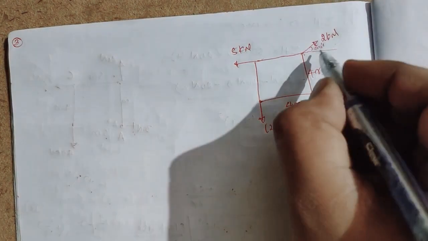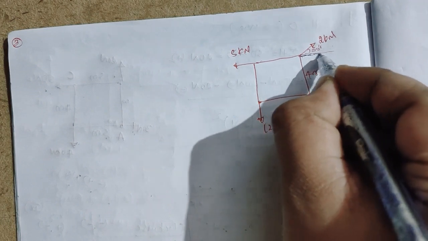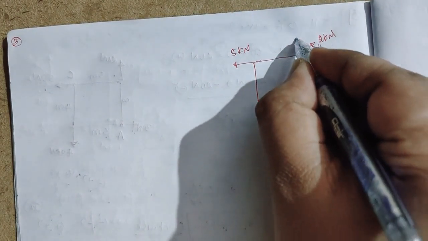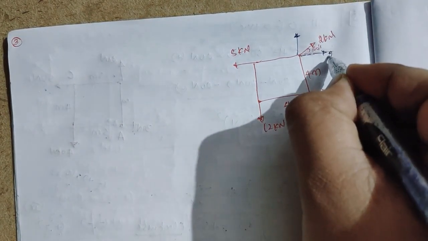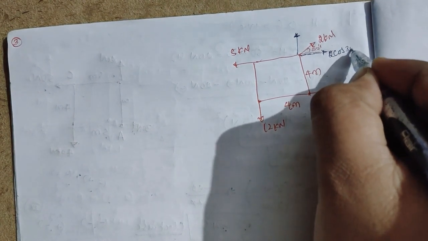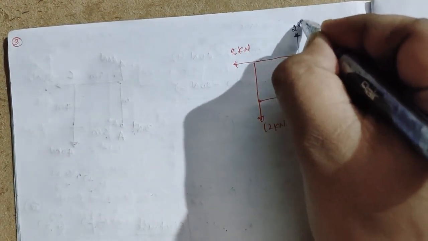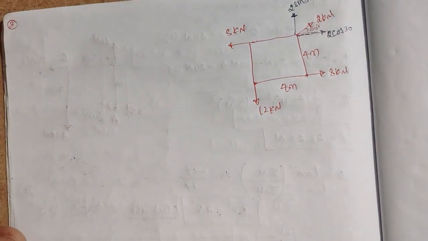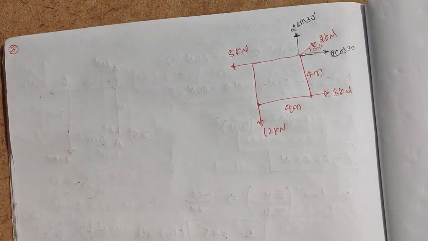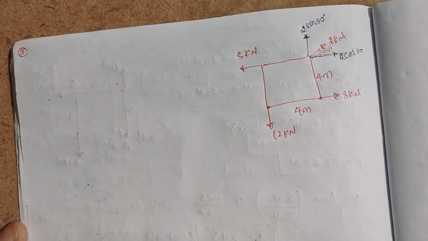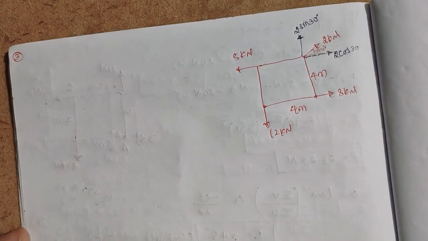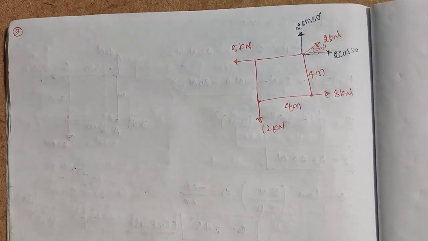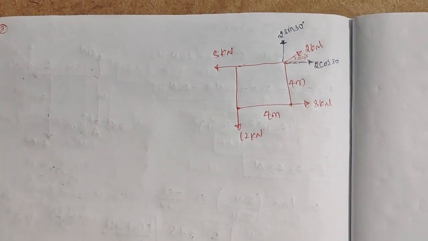So okay, how do we resolve? First I'll resolve this into horizontal and vertical. So this will be 2 cos 30 degree, this will be 2 sin 30 degree. Okay, 2 cos 30 degree and 2 sin 30 degree. So now same as we did in earlier problems. Okay, is it right?